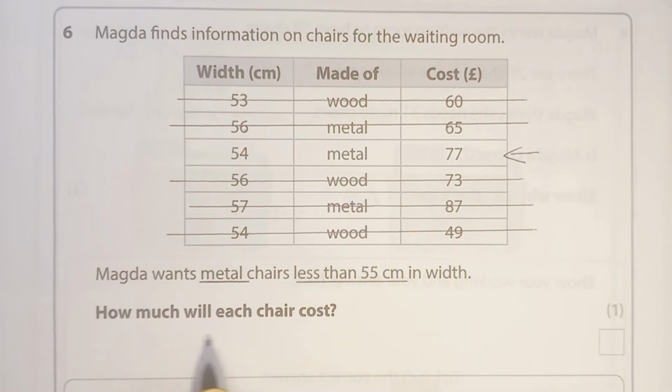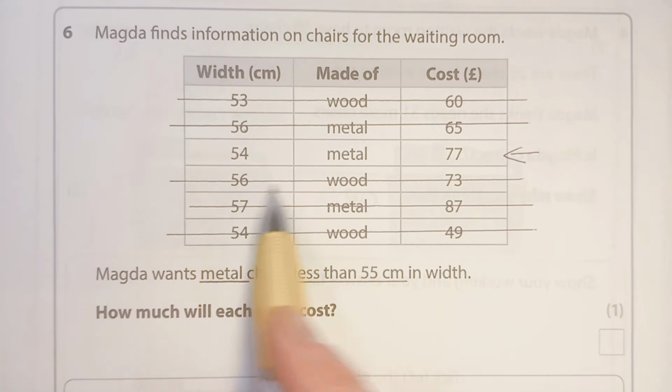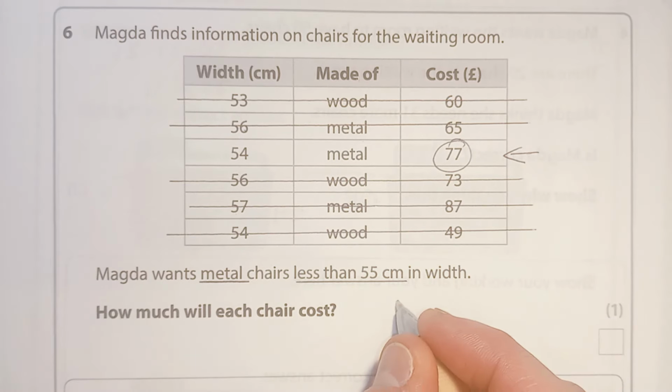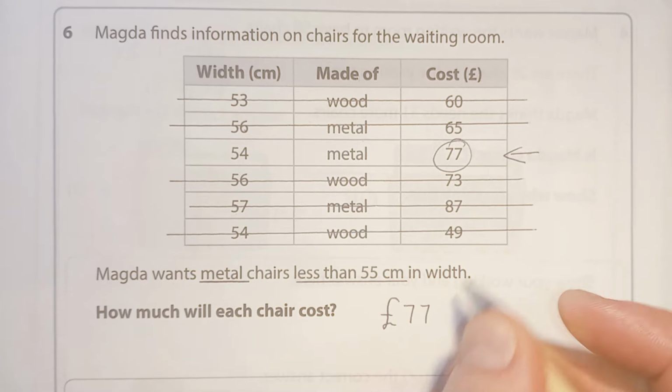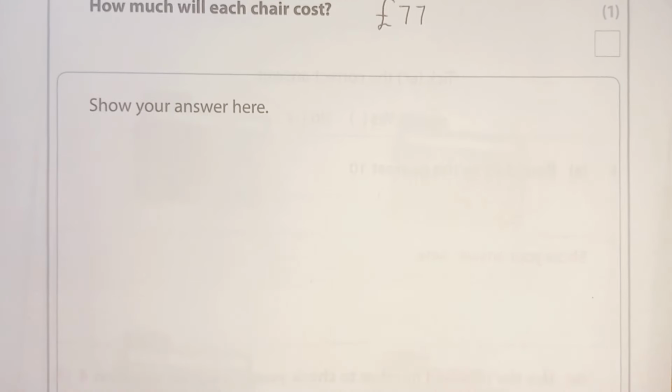And it says, how much would each chair cost? So we've used the 54, but that's not our answer because that was the width. The cost is going to be this number here. And it's money. They've given the pound, so it's going to be £77. In fact, they've given us space for it down at the bottom, so we can put that there.